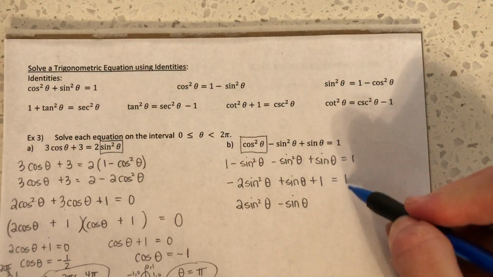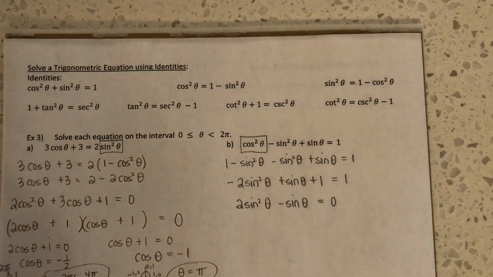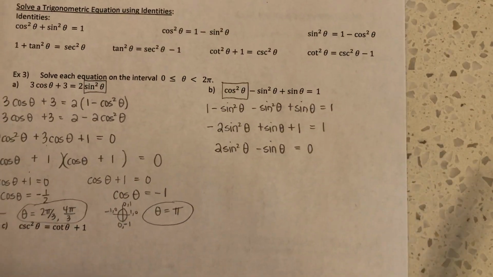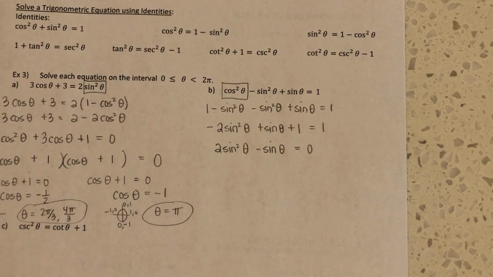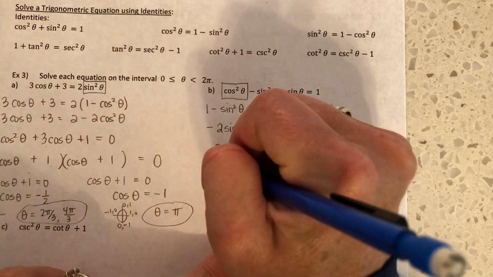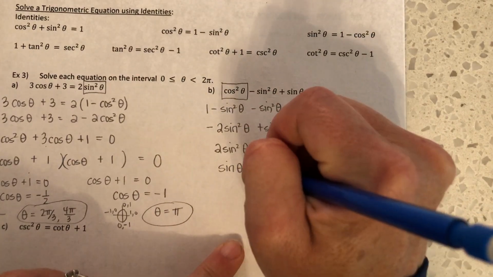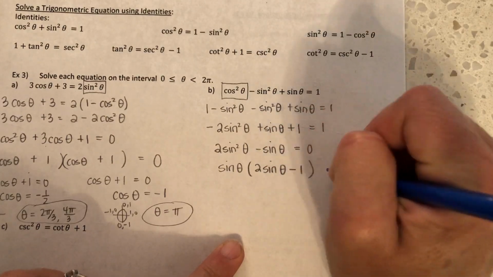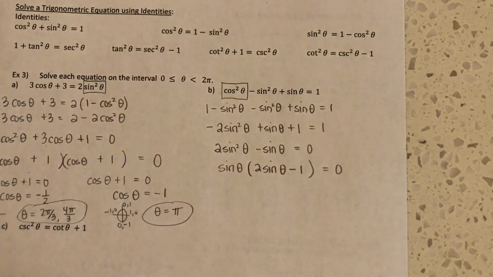And then when I minus 1 to the other side, they actually cancel out and it's equal to 0. Okay? All right, so now you should be thinking factoring, but also what does a sine squared theta and a sine theta have in common? A sine theta. Factor it out. So if you factor out a sine theta, that's going to leave you with 2 sine theta minus 1 equals 0. And then after you factor, you set each factor equal to 0.